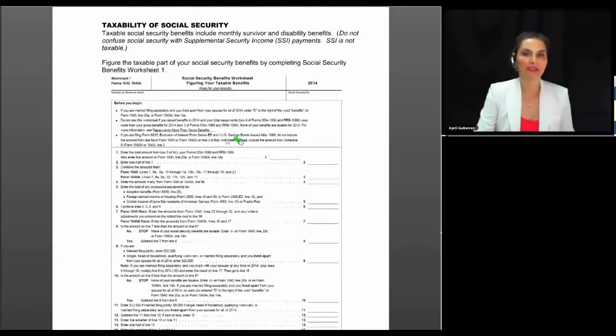The next topic we're going to look at is determining the taxability of Social Security. Social Security benefits may be partially taxable or not taxable at all. It really depends on your income. And to figure the taxable part of your Social Security benefits, the IRS has a worksheet. And this is it here, worksheet number 1. You can see it has a bunch of lines and instructions on it, and we're going to take a little bit of time to look at this together.